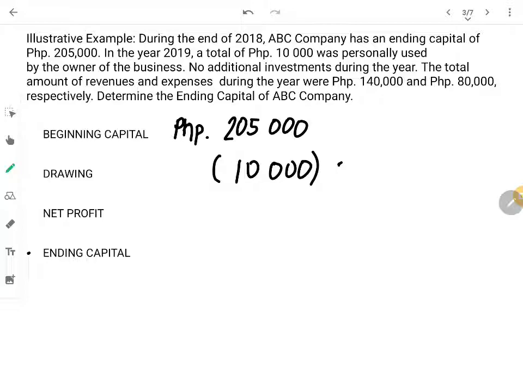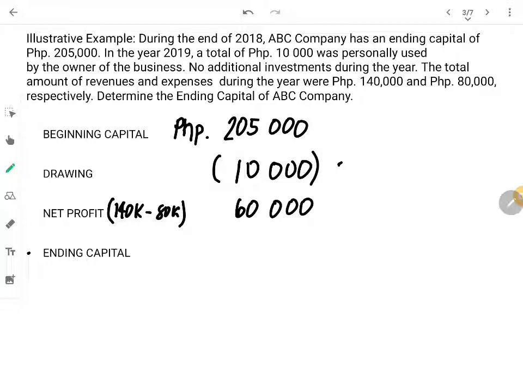Tapos, merong additional investment ba? Wala. So, 0. So, hindi na natin kailangang ilagay. And the total of the revenues and expenses. So, 140 yung revenue, tapos 80,000 yung expenses. So, mas malaki yung revenue kesa sa expenses. So, meron tayong net profit. So, lagay natin dito yung computation. 140K minus 80K. So, that is 60,000. So, positive siya kasi net profit.